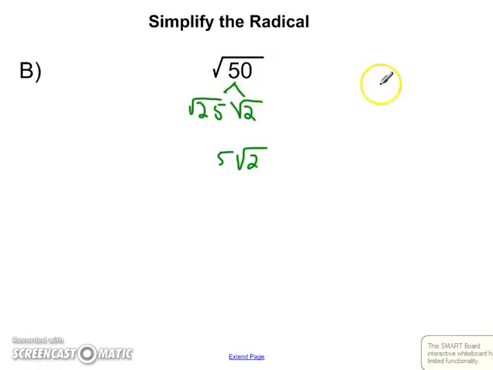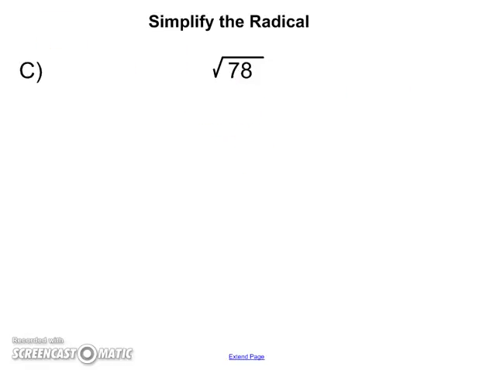Now, other ways that you could break 50 down that do not help you is, yes, you could go 5 times 10, so square root of 5 times 10. But these do not break down themselves, so you don't want to do it this way. This is a no-no. You want to break the 50 down into at least one value that is a perfect square, that does have a perfect square root.